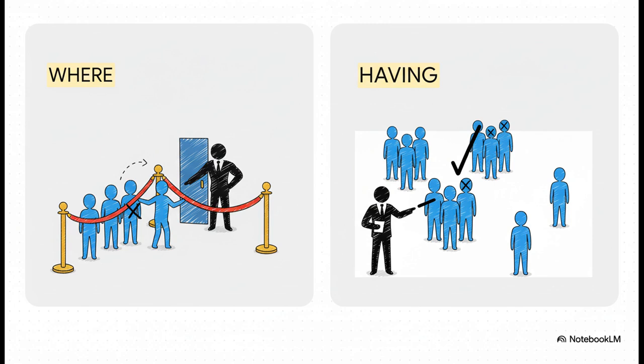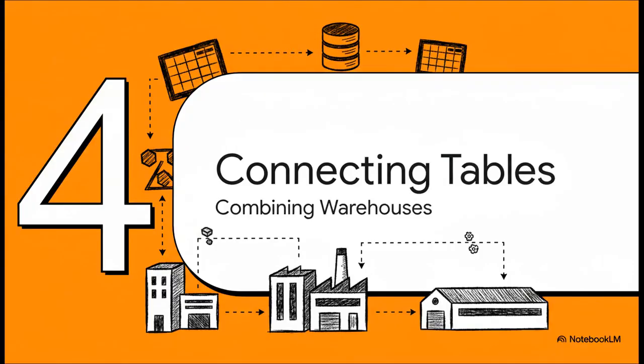Here's the best way to think about it. Where is like the bouncer at the door of a club. He checks everybody's ID one by one before they're allowed to go inside and form groups. Having, on the other hand, is like the club manager who walks around after everyone's already grouped up and asks, hey, is your group bigger than 10 people? See the difference? Where filters the individuals. Having filters the groups.